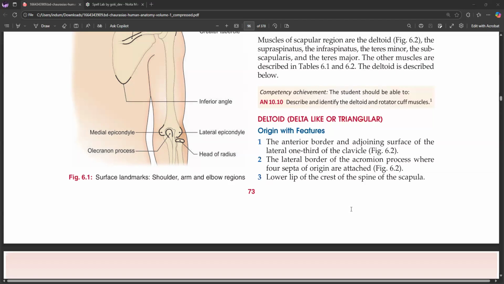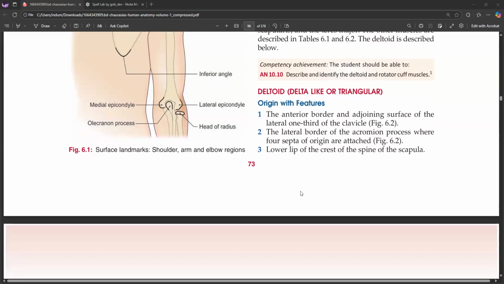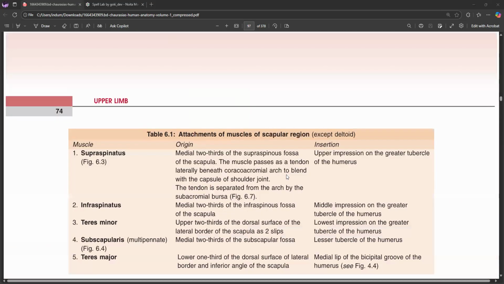Deltoid, delta-like or triangular. Origin with features. Number 1. The anterior border and adjoining surface of the lateral one-third of the clavicle, figure 6.2. Number 2. The lateral border of the acromion process where 4 septa of origin are attached, figure 6.2. Number 3. Lower lip of the crest of the spine of the scapula.